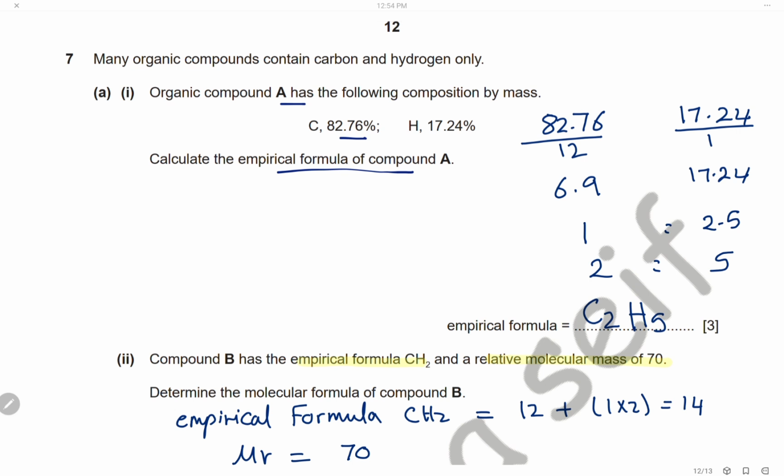To calculate the empirical formula, we will divide the percentage of carbon by its relative atomic mass, which is 12, and the percentage of hydrogen by the relative atomic mass, which is 1, to get a ratio which is 6.9 to 17.24. Then we will divide this ratio by the smallest number, which is 6.9, to get another ratio which is 1 to 2.5. And then we have to convert this ratio into a whole number ratio by multiplying by 2. Now we get 2 to 5. That means 2 carbon to 5 hydrogen. So the empirical formula will be C2H5.